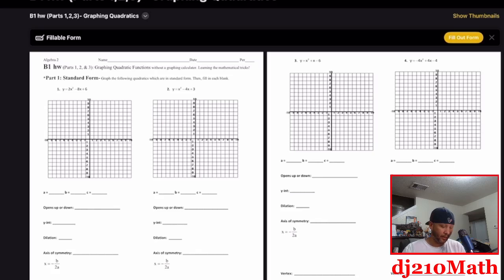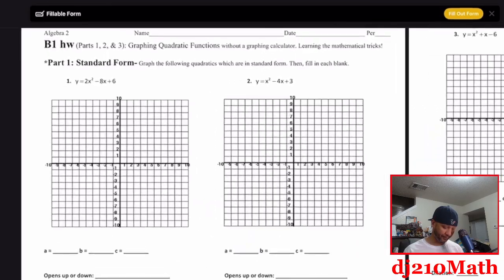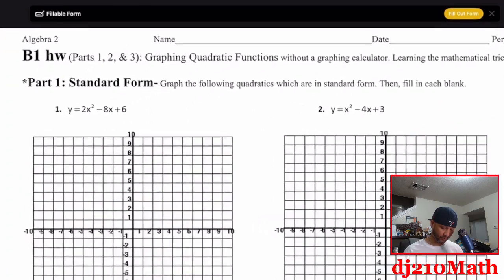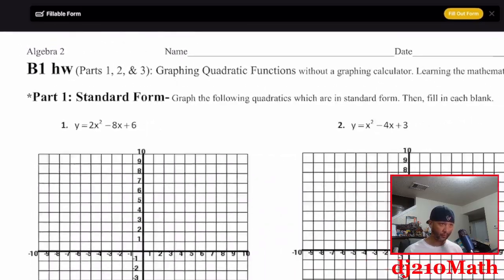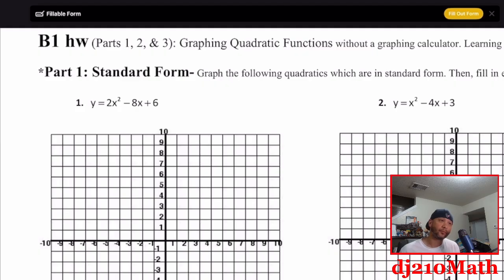All right, let's look at part one, standard form. The information that stands out in standard form, just from looking at the equation, is that it opens up and it crosses the y-axis at +6. Those are the only two pieces of information that I can obviously see. Everything else we have to work for.